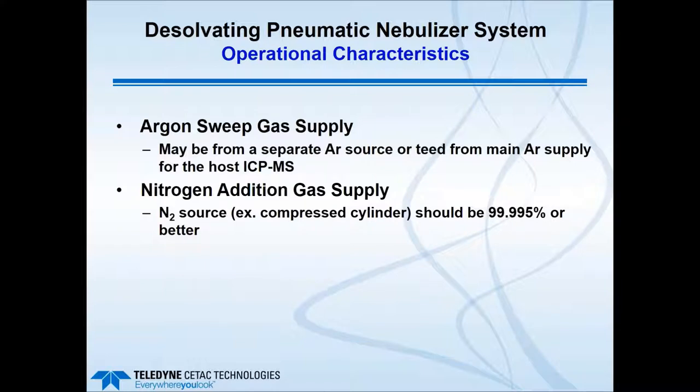Okay, so first, the sources of the argon. The argon sweep gas supply can be from a separate argon source, or it can be teed from the main argon supply for the host ICP-MS. In practice, we'll see mostly that argon supply will be teed from the supply to the ICP-MS. The nitrogen addition gas supply is typically from a separate source, and it's often from a compressed cylinder, and we recommend that it should be at least 4.95 pure or better.